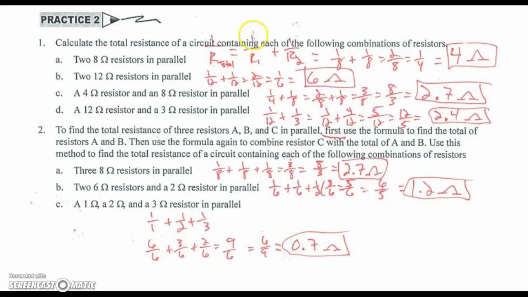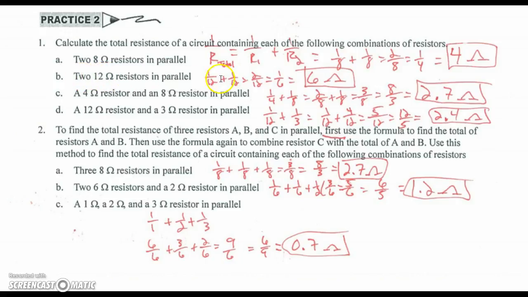1 over the total resistance equals 1 over R1 plus 1 over R2. That is 1/8 plus 1/8, which gives me 2/8, which is 1/4 in simplest terms. If I use the reciprocal rule, I take this final fraction and flip it, it's 4 over 1, and I get 4 ohms of total resistance. I'm going to do the reciprocal rule for the rest of these.